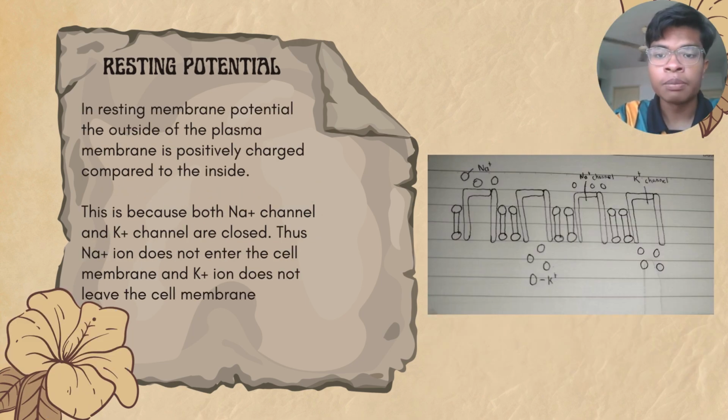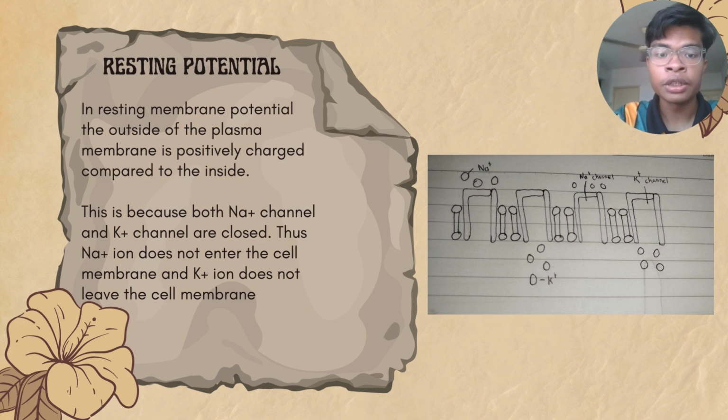Now I would like to explain the characteristics of resting potential. In resting membrane potential, the outside of the plasma membrane is positively charged compared to the inside. This is because both the sodium (Na+) channel and the potassium (K+) channel are closed. Thus, the sodium ion does not enter the cell. Meanwhile, the potassium ion does not leave the cell membrane.